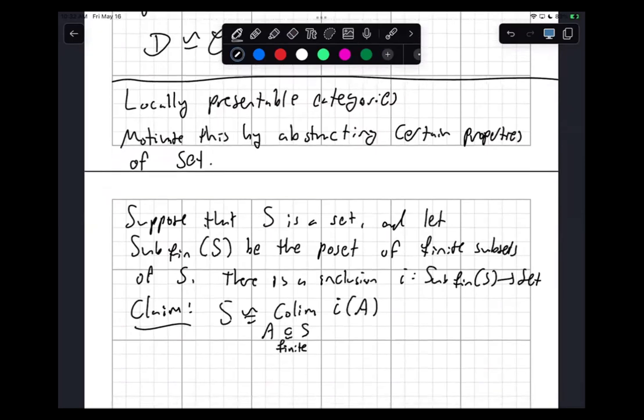If I have a set, any arbitrary set, I can look at all of its finite subsets, right? So this could be a huge collection of finite subsets. If I take the colimit of all of that poset of finite subsets, the colimit will be S. So let's prove that.